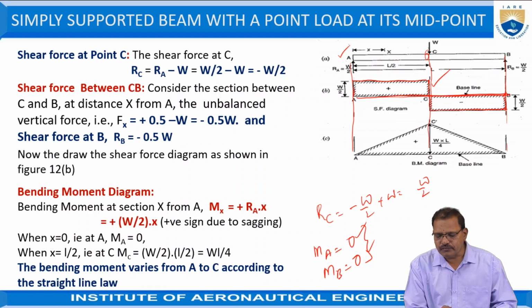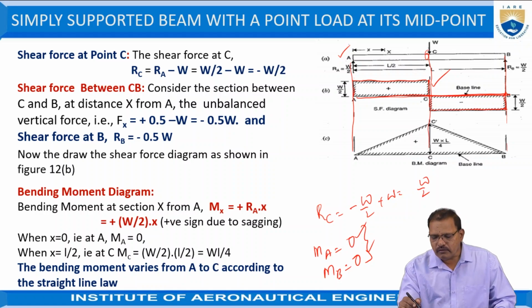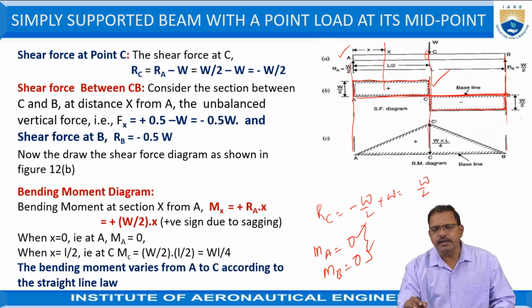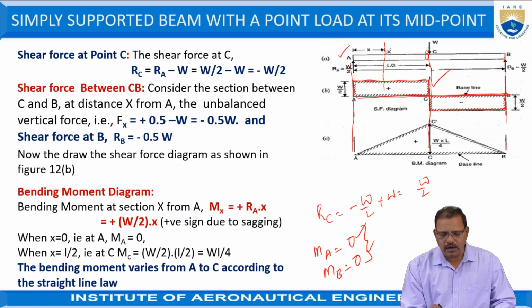Here now at C. In order to derive the equations, generally we consider a section at a distance of x. At x, the bending moment created is equal to force into distance, RA into x. Here we have taken RA into x, where RA is equal to W by 2, and x is shown in the figure.